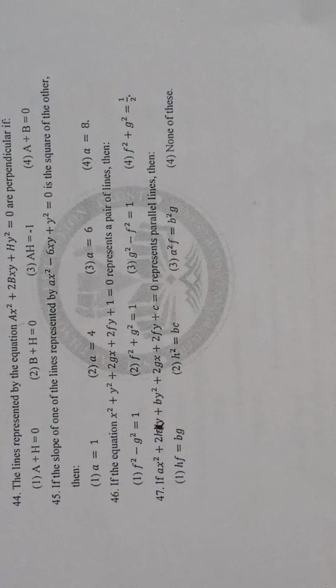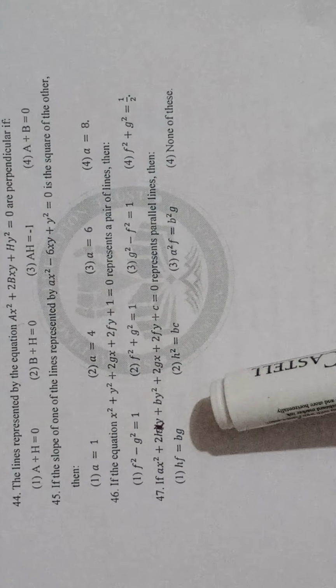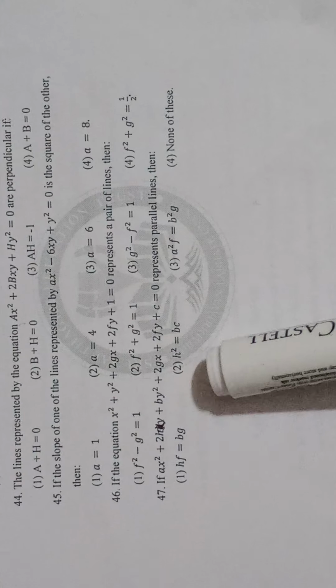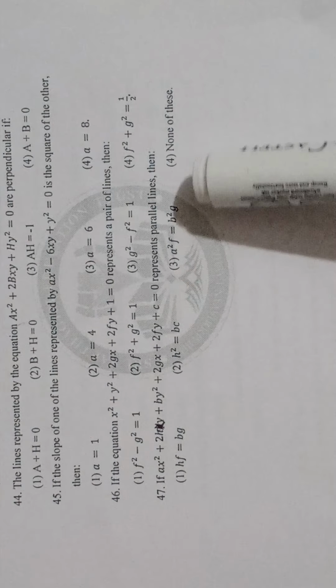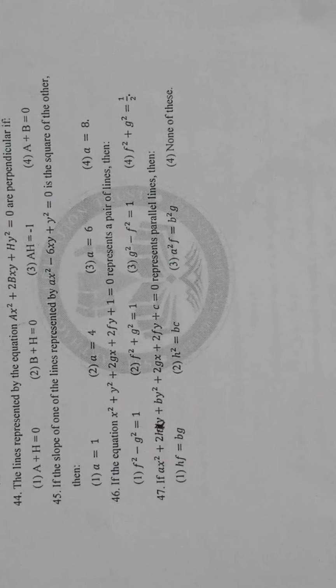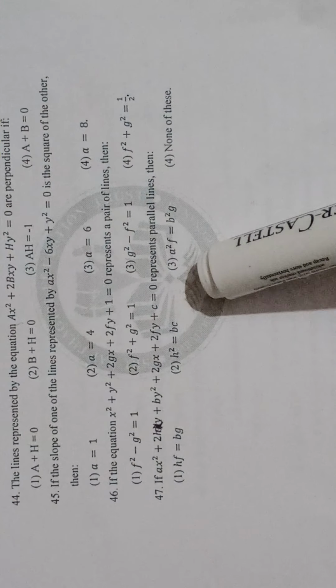So go through question 47. If ax square plus 2hxy plus by square plus 2gx plus 2fy plus c equal to 0 represents parallel lines, then which of the following is correct? See, this is the general equation of straight lines. So here this represents parallel lines.